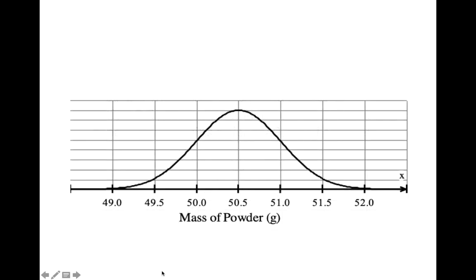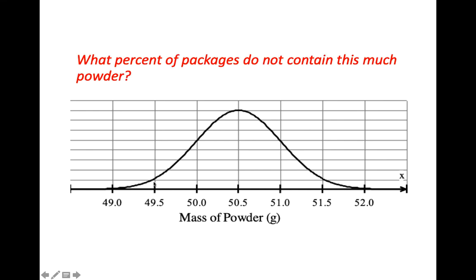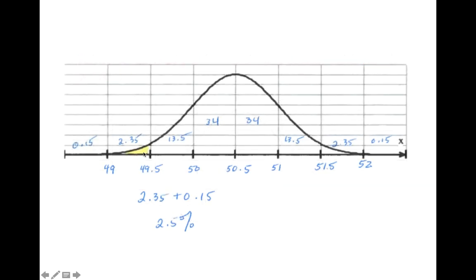So what we do first of all is take their graph and label it. And then we think, okay, they want to make sure that they have at least this much. So the question was, what percent of packages do not contain this much powder? So we're looking at the tiny amount right here. And if you use your own drawing, you know that this is 2.35 and this is 0.15. So about 2.5% of the packages that come out of their factory are not up to standard. And that, I suppose, is for them to consider: is that a good enough margin of error or do we need to improve it?